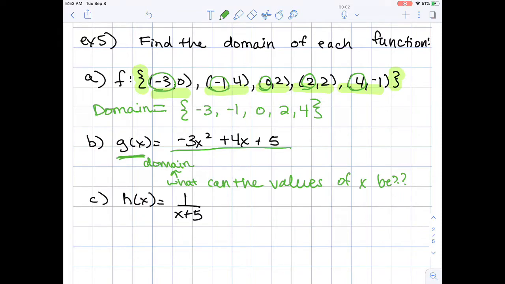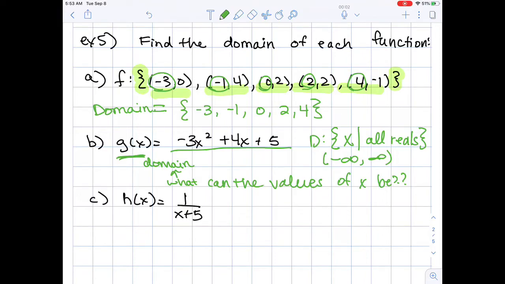So what can the values of x be? We are going to say that the domain is the set of x such that x is all reals. Okay, that's in set notation. In interval notation, we would say it goes from -infinity to positive infinity, goes on forever, and because infinities can't ever really be touched, that's why we use parentheses around them.